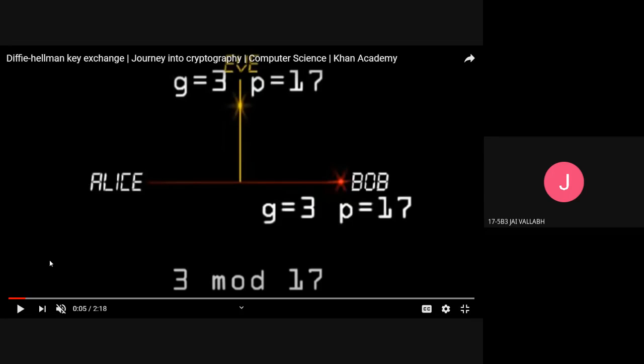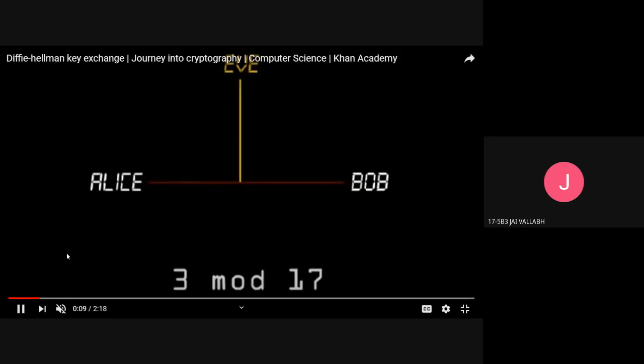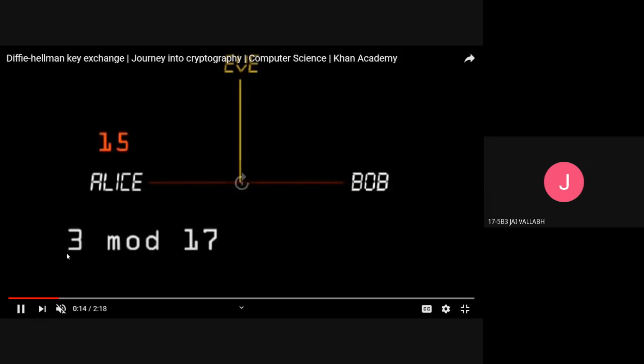Next, we'll be calculating the public key values of the sender and receiver by using the private keys. Let us assume 15, which is less than 17. As I have said, private keys should also be less than the prime number we have selected in the beginning. So Alice has selected 15 as its private key.